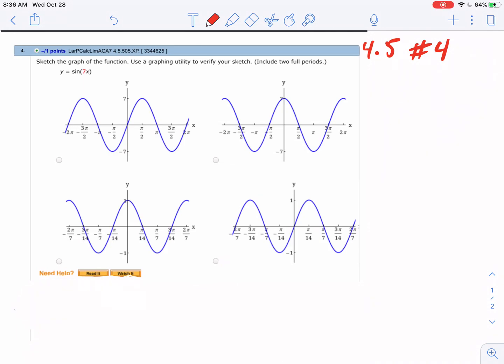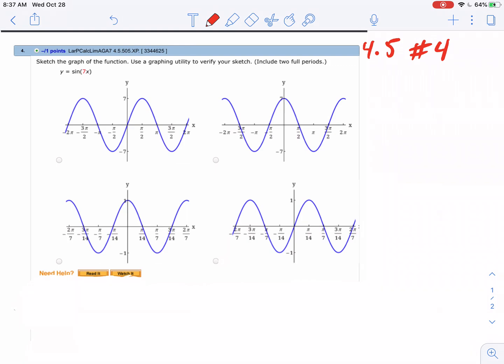Problem 4, they're asking you to sketch the graph, and you can use a graphing utility, and by that they mean you could type in y equals sine of 7x and then adjust the window to match each graph until you see one that clearly fits. For instance, on the first one, you would type in a window from negative 2 pi to 2 pi, with a scale of pi over 2, and your y values could go from negative 7 to 7. But I think on these problems, we're better off graphing it and then seeing what happens.